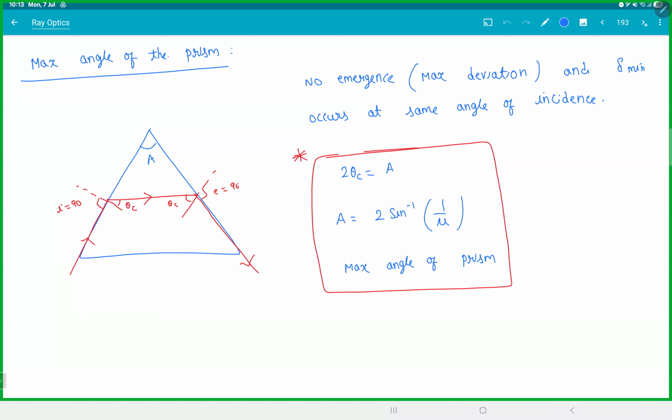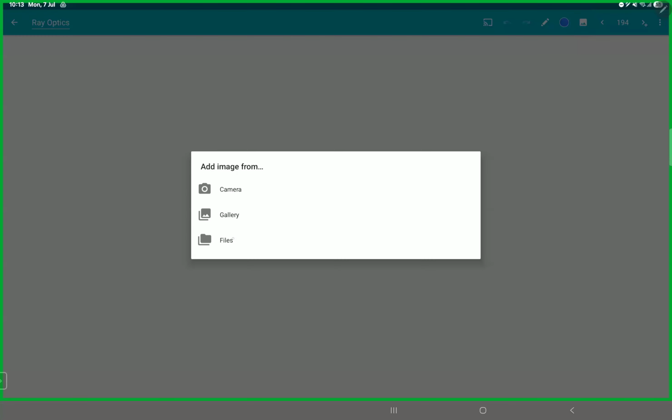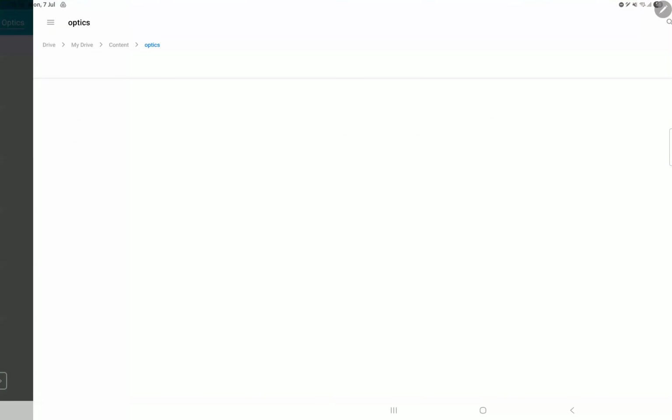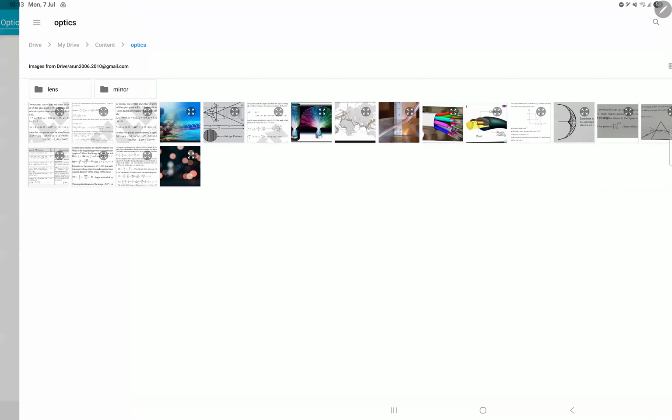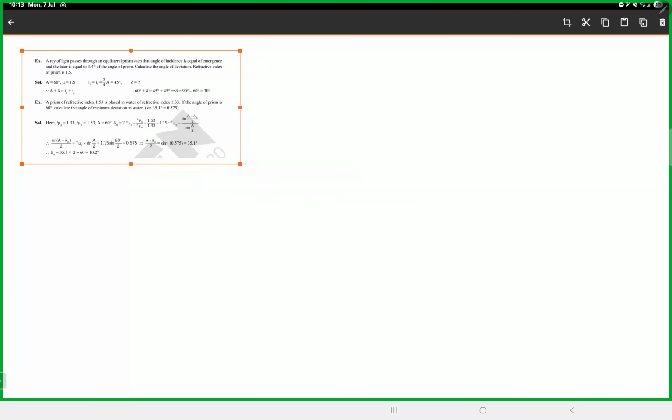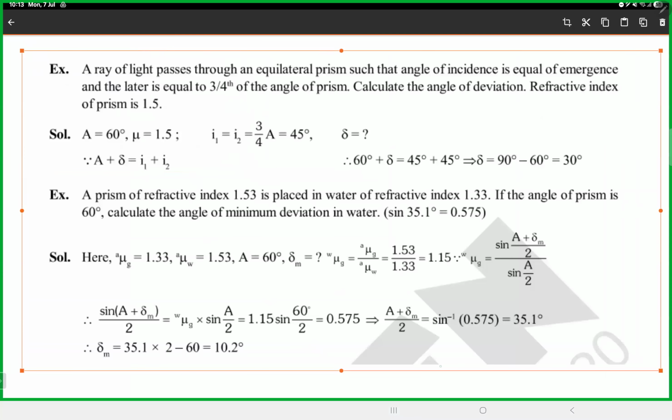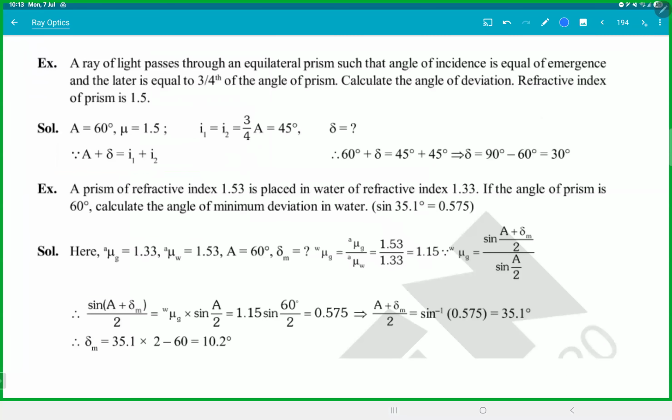That is the whole theory about the prisms. Questions will be straightforward on these formulas. Let me show you how they will ask. Let's have a look at this. Just go through them. Just formula substitution.